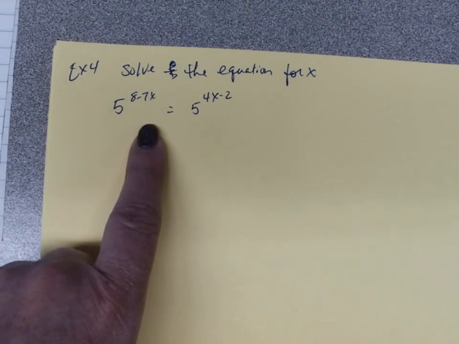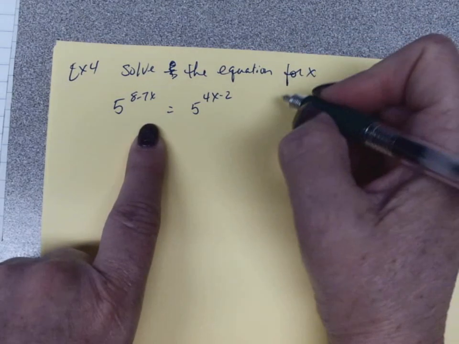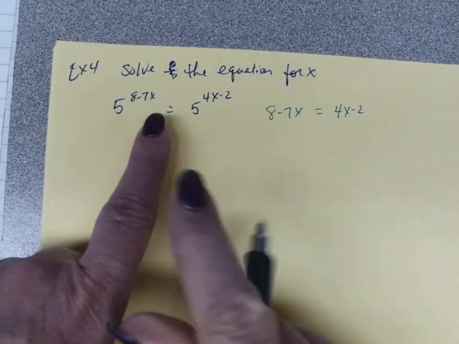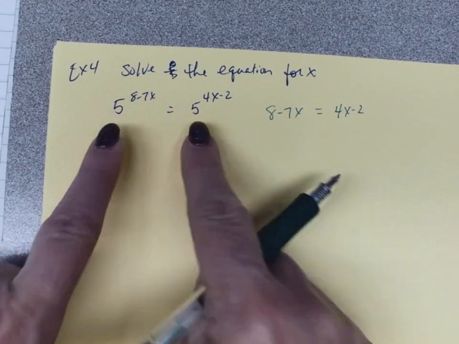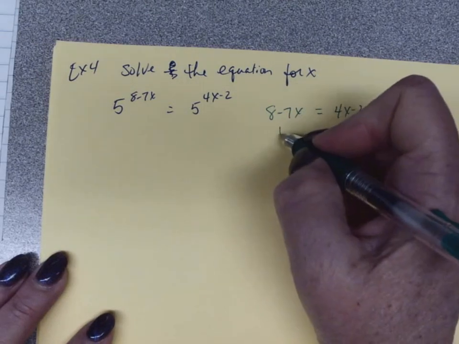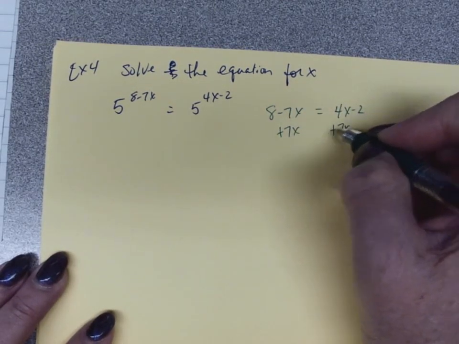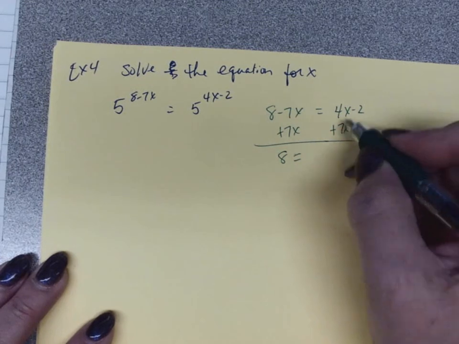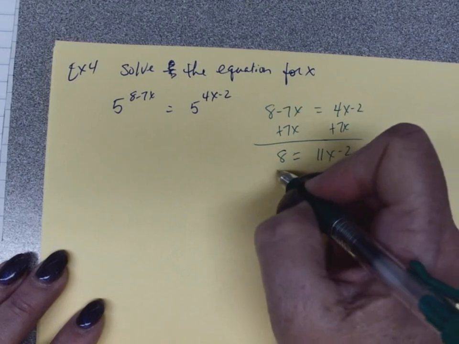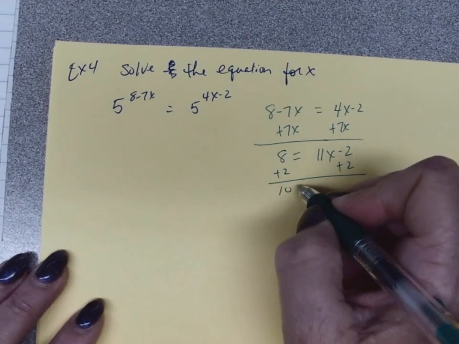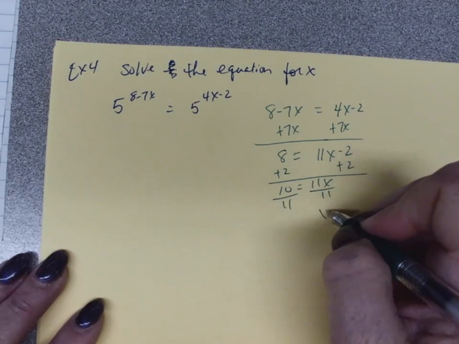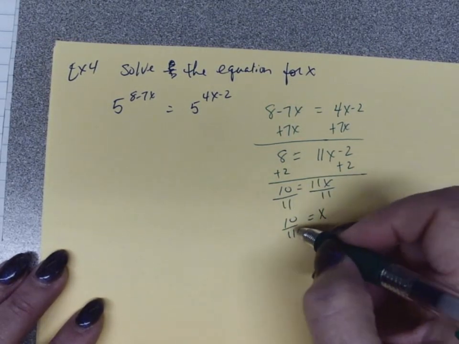So what we're going to do is take our exponents of 8 minus 7x and set it equal to 4x minus 2. Now we can only do this if we have the same base. So I've got to decide which way I'm moving my x's. I like to keep them positive. So I'm going to move this 7x over and get 8 equals 11x minus 2. I'm going to add 2 to the other side and get 10 equal to 11x. Divide both sides by 11 and we get x equal to 10 over 11.